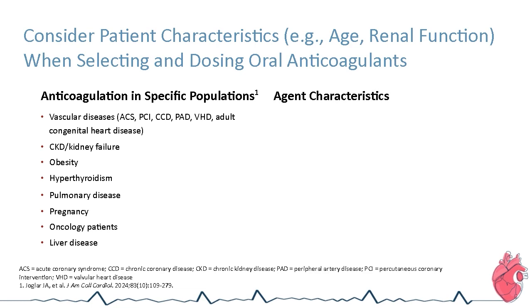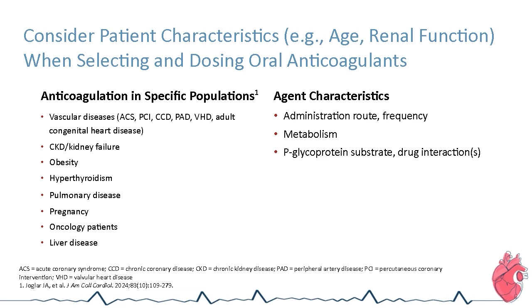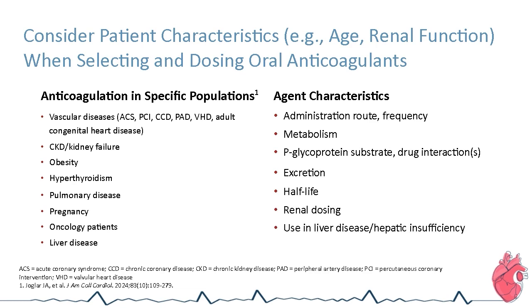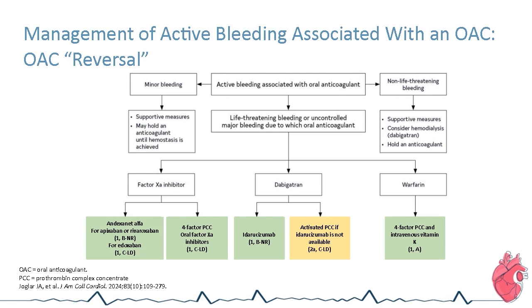The agent characteristics that we need to consider are the administration route and frequency, the metabolism of the drug itself, the substrate and drug interactions that could cause an issue, excretion, half-life, renal dosing, and use in liver disease and hepatic insufficiency. So in the management of active bleeding for our patients who are on oral anticoagulation, there is always the consideration and the need for understanding when and how to use reversal agents.